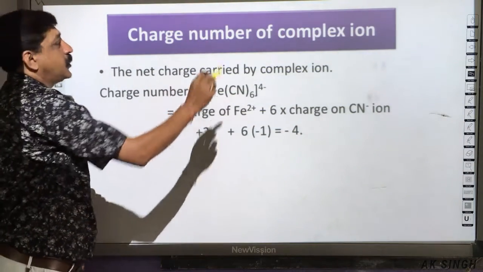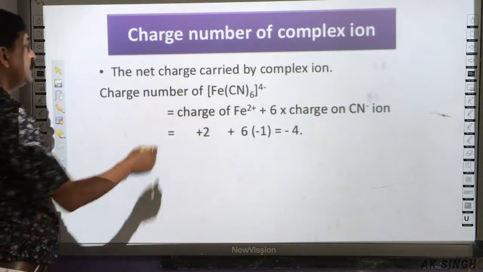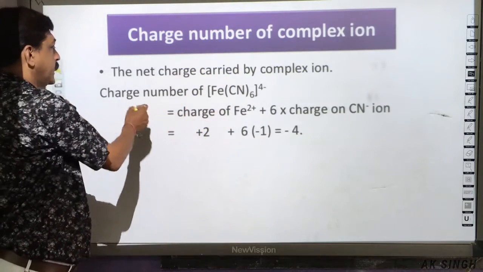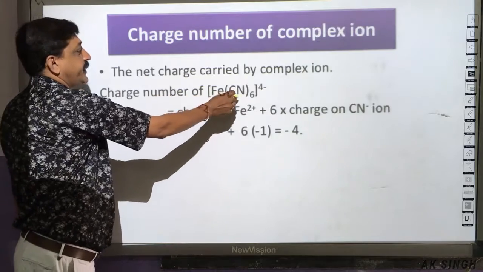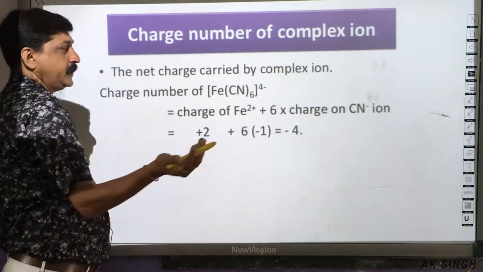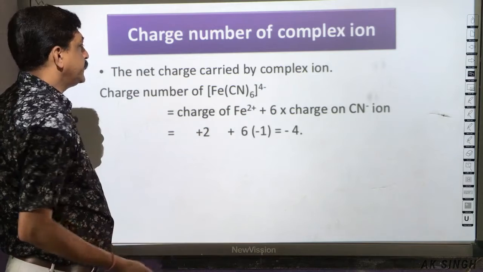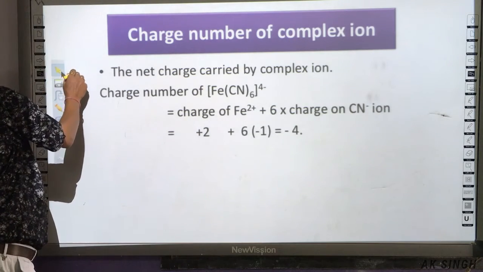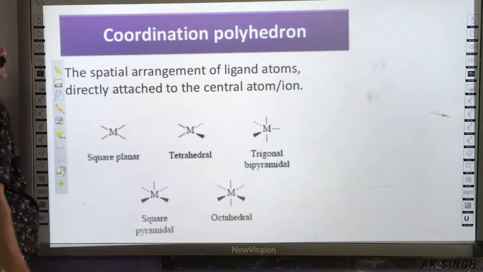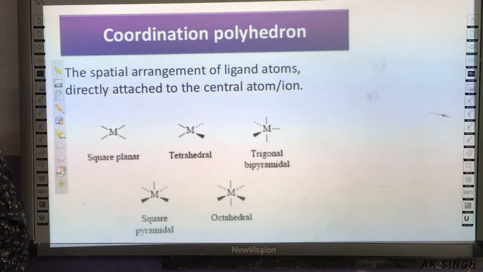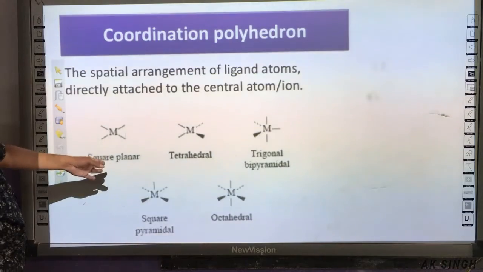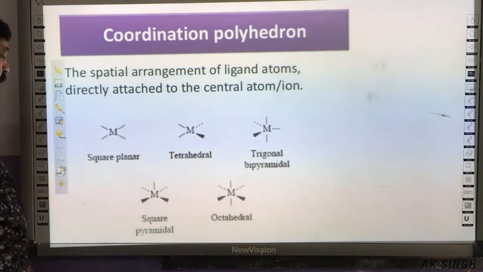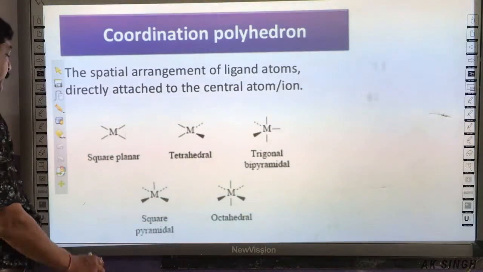Charge number of the complex ion: the net charge carried by the complex ion, how to calculate it? Charge number of [Fe(CN)6] is 4 negative. In class 11th you have done this. Coordination polyhedron, the geometry: square planar, tetrahedral, trigonal bipyramidal, octahedral, square pyramidal.